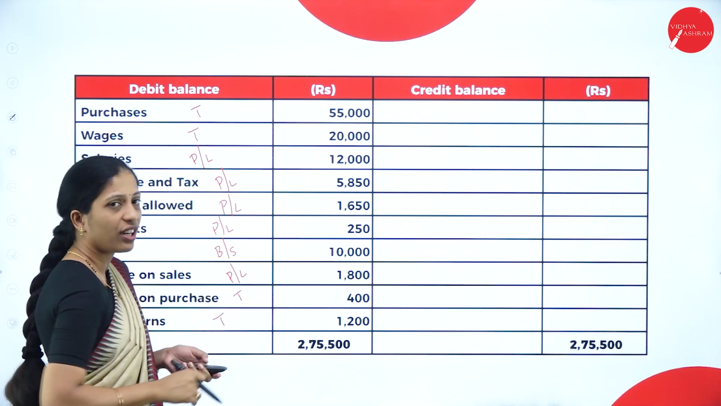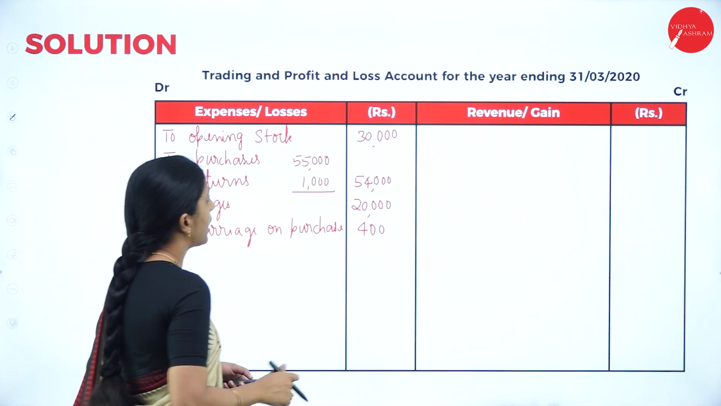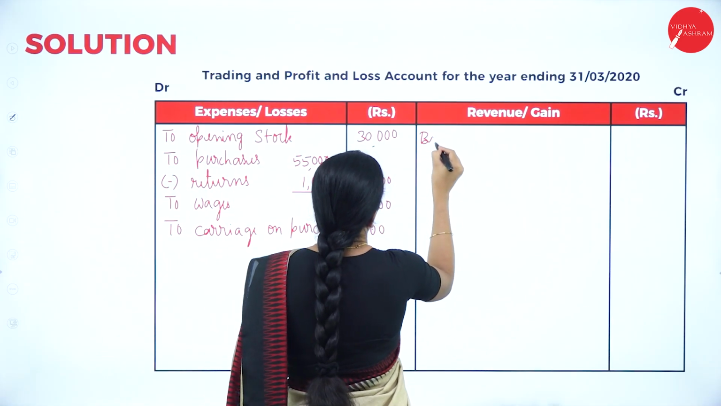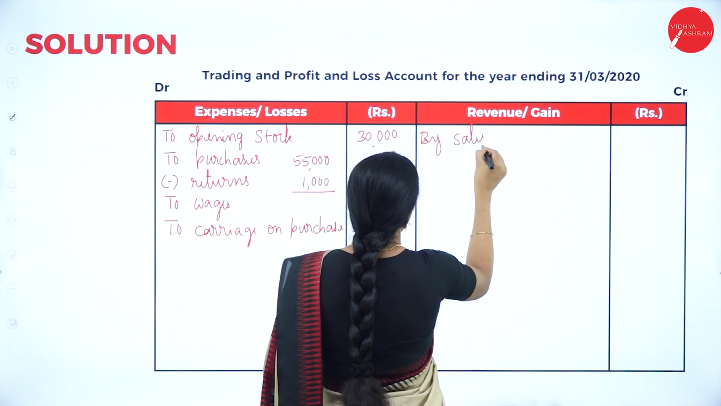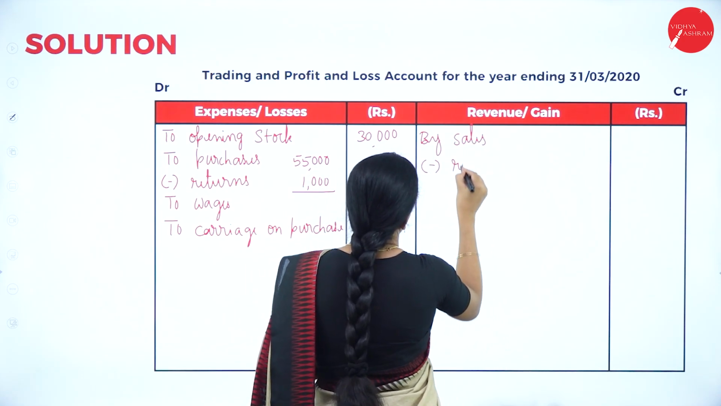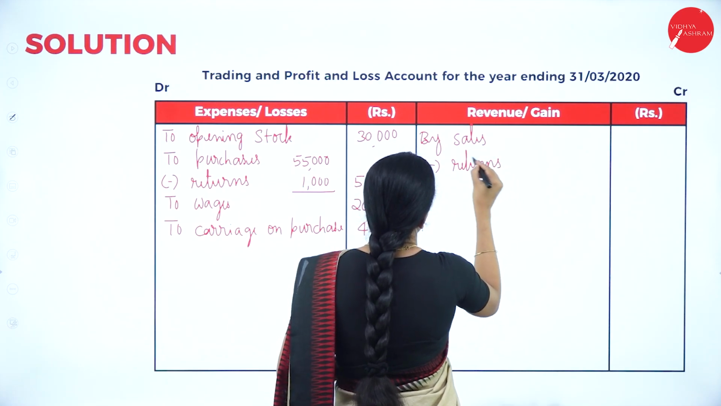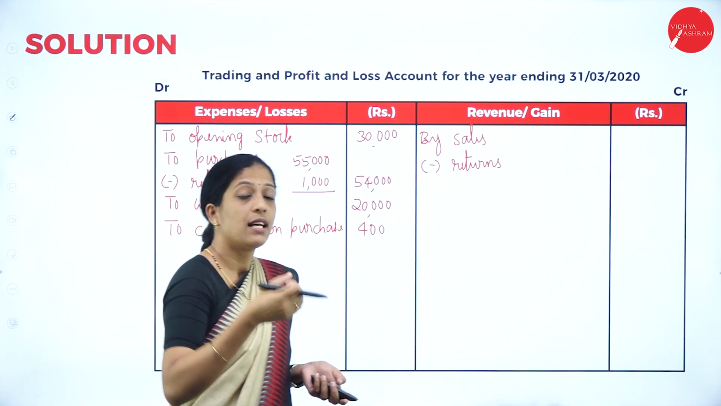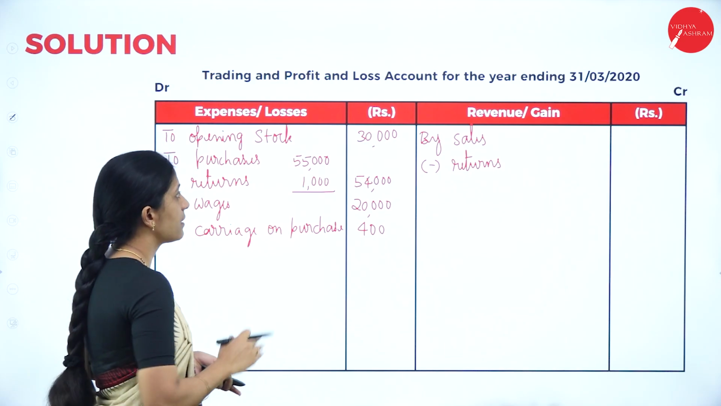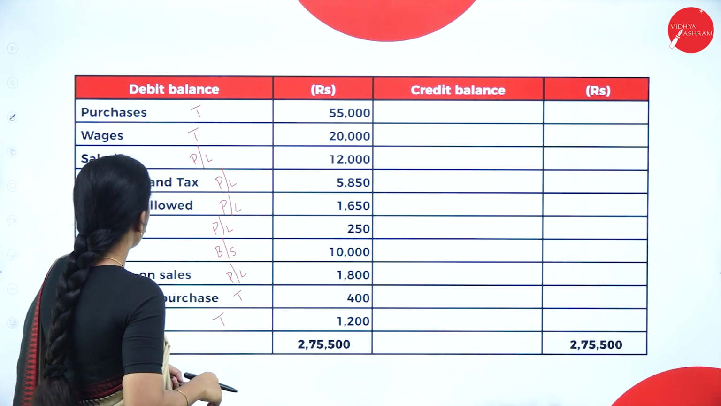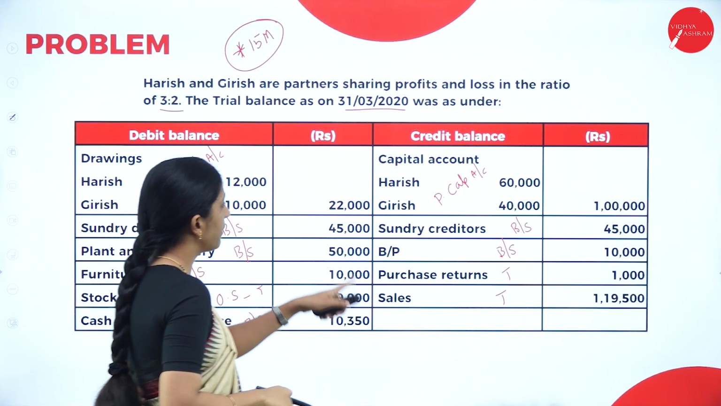No. Now come to your credit side. What do we record under credit side? By sales, we have sales return also, so minus returns. So sales amount is a credit balance, whereas sales return is a debit balance. So what is the sales amount? They'll give it on the credit side.